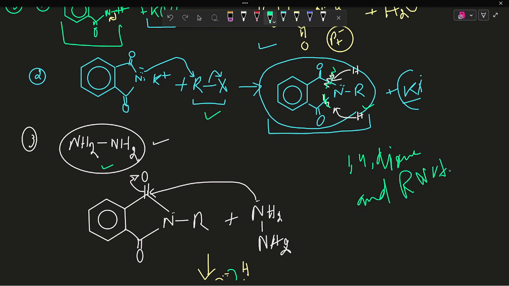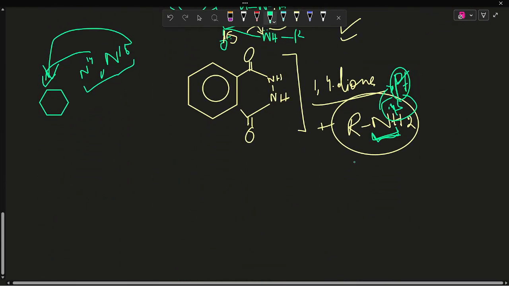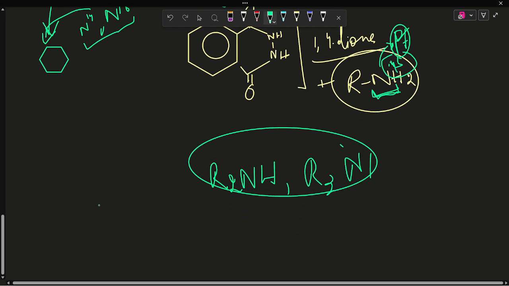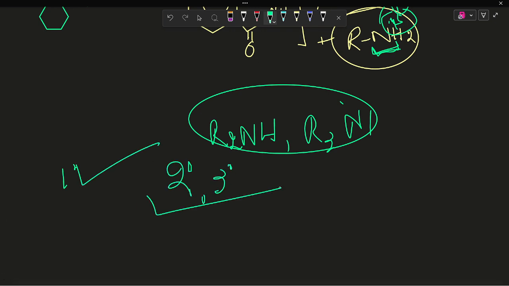RNH2. Now in this synthesis, you must be seeing that there is no way in which R2NH and R3N can be synthesized, right? So from the Gabriel Phthalimide synthesis, only primary amines are formed and secondary and tertiary amines can never be formed. These can never be formed, right?